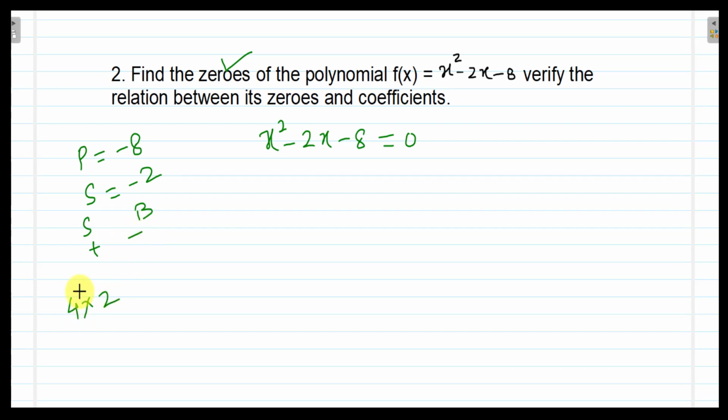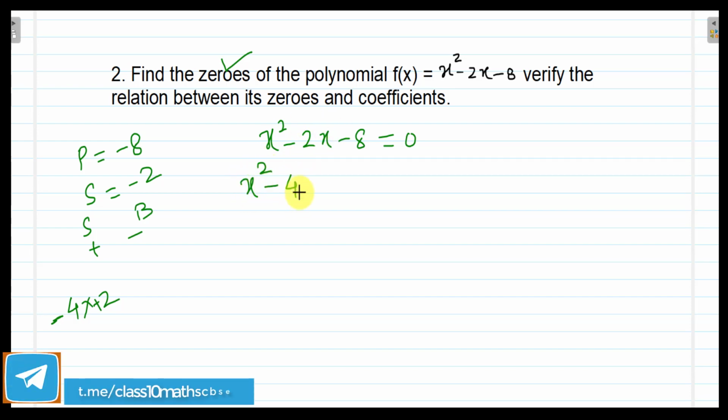4 2s are 8. So 4 multiplied by 2, 8. So the product we are getting is 8. The bigger number will be negative, so it will be minus 4, and the smaller number will be positive, so this will be plus 2. So 4 2s are minus 8 and minus 4 plus 2 will be minus 2. So the sum is minus 2. So we will split it like this: x square minus 4x plus 2x minus 8 is equal to 0.